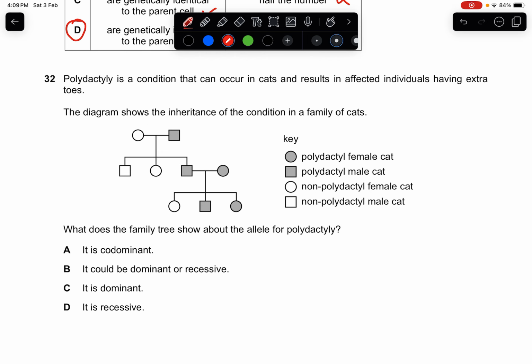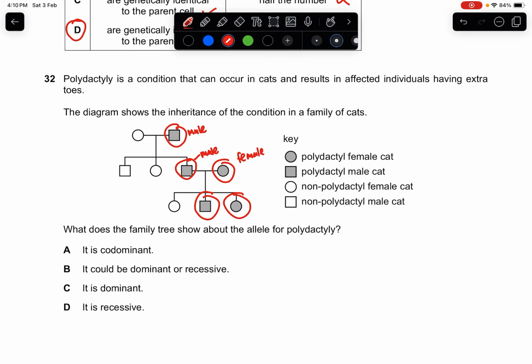Question 32. Polydactyly is a condition that occurs in cats and results in affected individuals having extra toes. The diagram shows the inheritance of the condition in the family of cats. What does the family tree show about the allele for polydactyly? Okay, so this one is the male that has the polydactyly. In the end, the male also has it. And then it also matches with the female that has the polydactyly. And then its third generation also has polydactyly. In fact, they have two cats that have polydactyly.